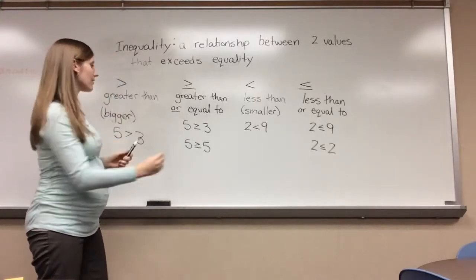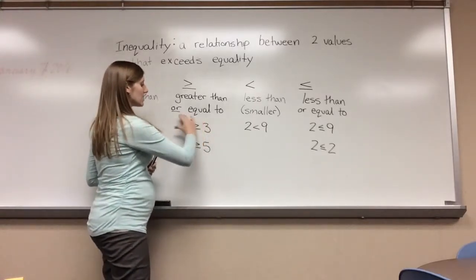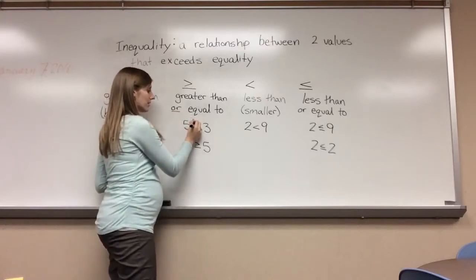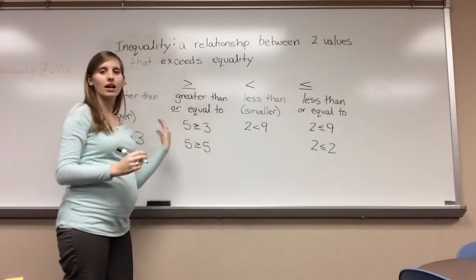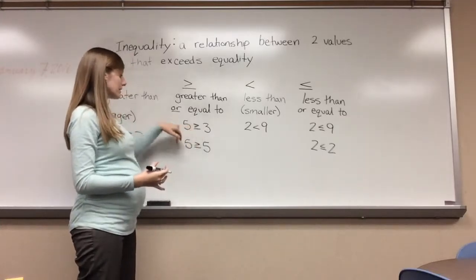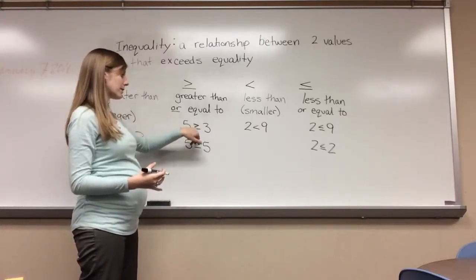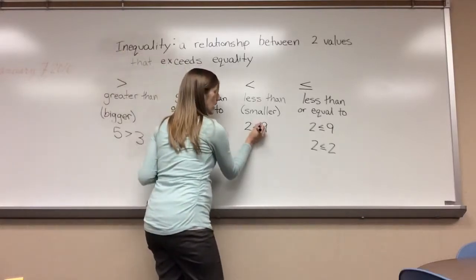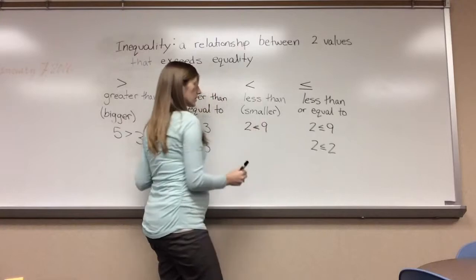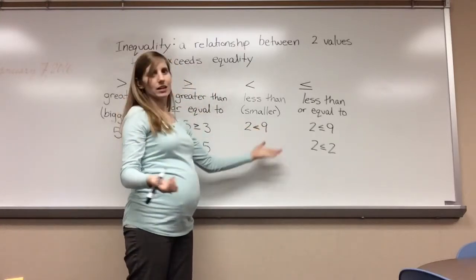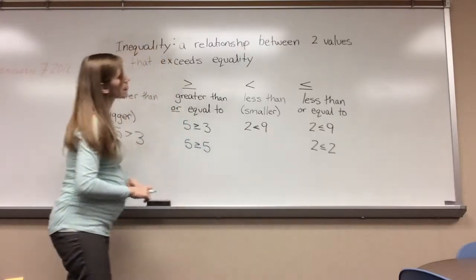All right, I also think of it as the inequality is always eating the bigger part. Some of you might have heard the crocodile with teeth. A crocodile is pretty hungry, he's gonna eat the bigger amount, all right? So if he's eating the 5, that means the 5 is bigger than the 3. Or here, if he's eating the 9, because 9 is the bigger number, 2 is smaller than the 9, because the crocodile is going to eat the 9, okay?